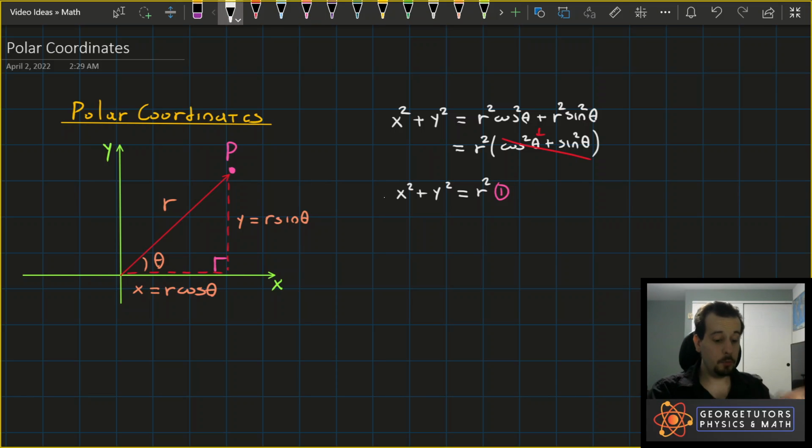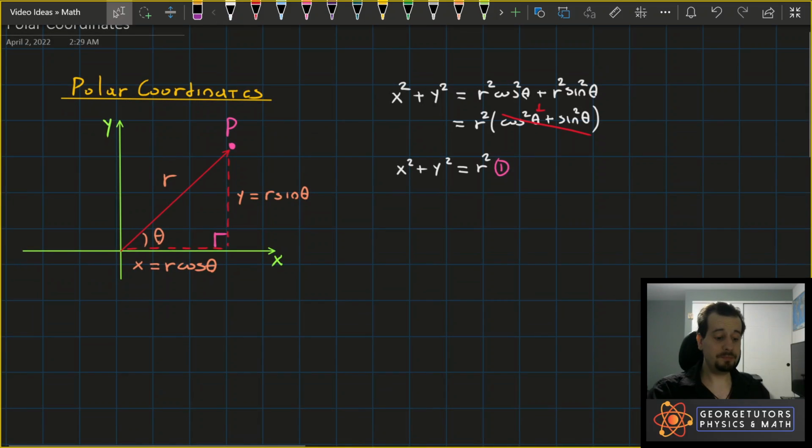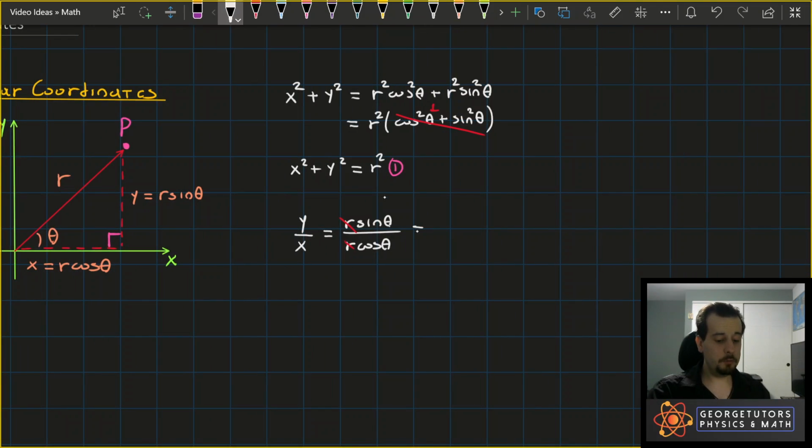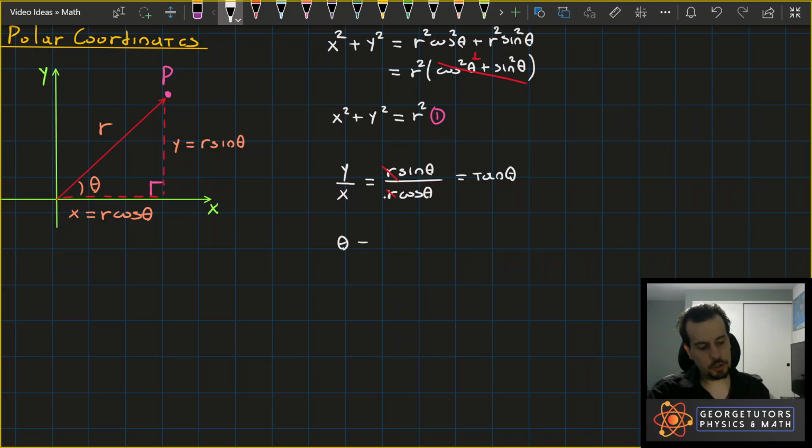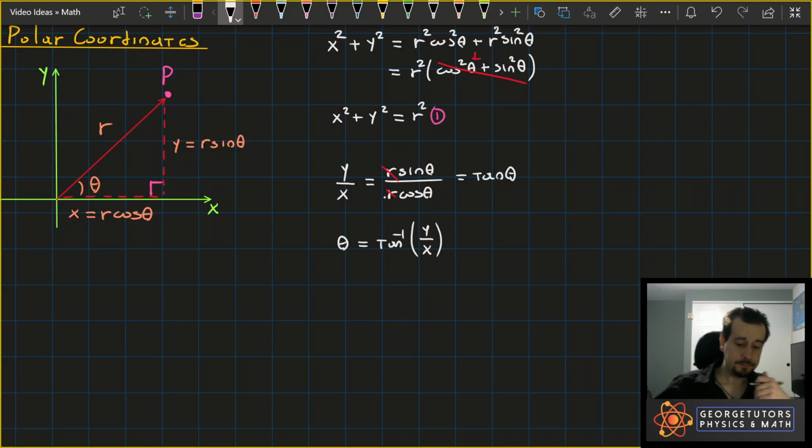And then we need one more. So how do we get the one more? We can compare y against x. According to our definition, y is r sine theta and x is r cos theta. The r's drop immediately, while the sine over cosine gives us a tangent function. And I can invert this tangent function on the other side to get my theta if I wish to.